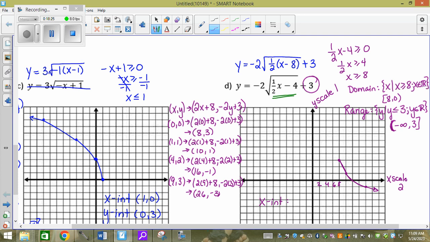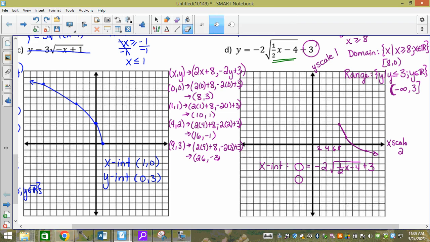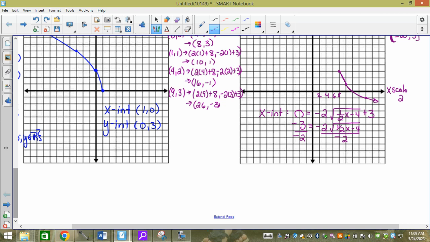So if we want our x-intercept, what do we do? When I say x-intercept, you say what? Y equals 0. So we go 0 equals negative 2 square root of 1/2 x minus 4, plus 3. So I can move the 3 over by subtracting it. Negative 3 equals negative 2 square root of 1/2 x minus 4. Divide by negative 2. Just 3/2 equals the square root of 1/2 x minus 4.